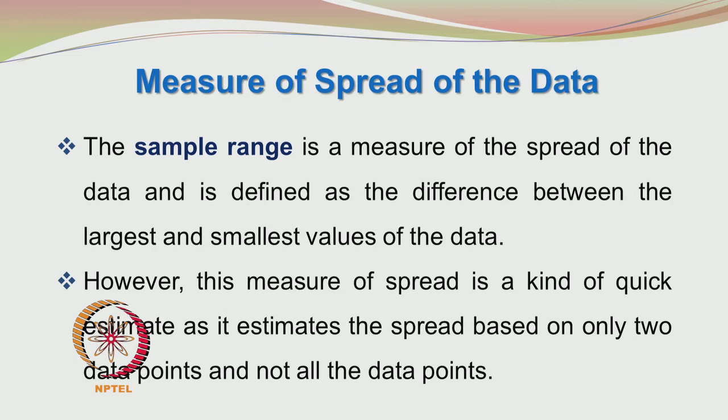The next measure of the spread is the sample range, and it is defined as the difference between the largest and smallest values in the data set. This is a kind of a shortcut to estimate the spread of the data. You are using only two data points, you are not considering the entire data set. Well, if you want to look at the spread, it will be better if all the data points are participating in the exercise. You take only the smallest number and the largest number and find the difference. That is usually not rigorous. Okay, it is a useful and a quick estimate, but it is not very rigorous.